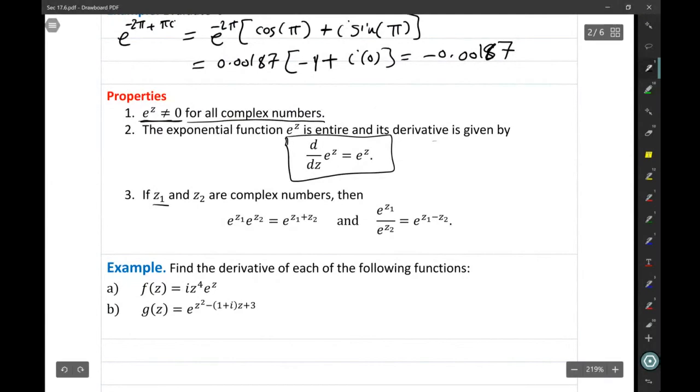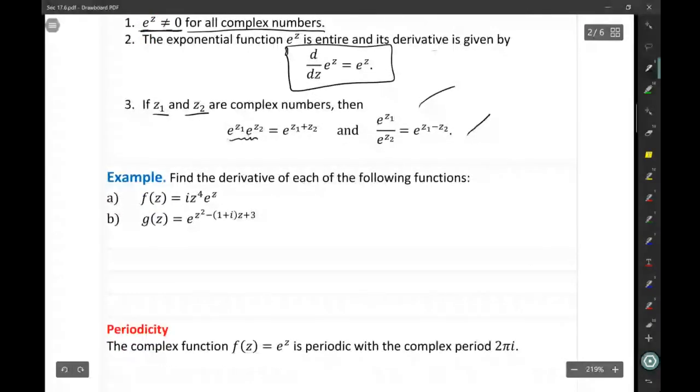Now if you have two complex numbers z1 and z2, e to the power z1 times e to the power z2, the bases here are the same, so you just add the powers: e to the power z1 plus z2. Also, e to the power z1 divided by e to the power z2 is equal to e to the power z1 minus z2. We have the same properties here as for the real numbers.